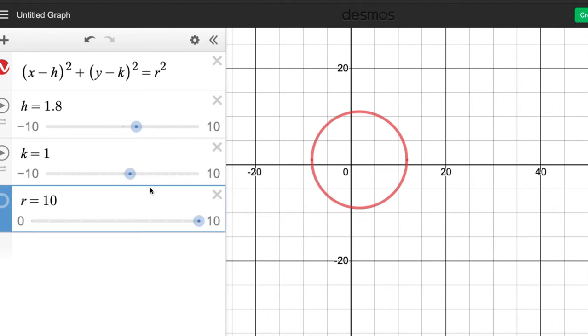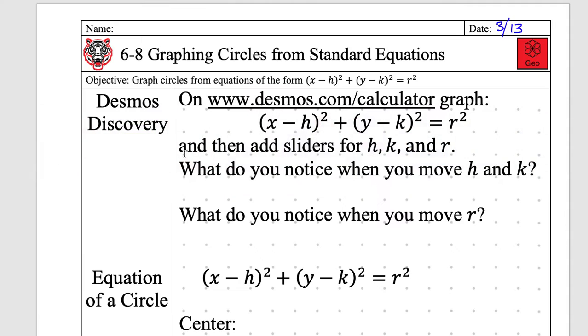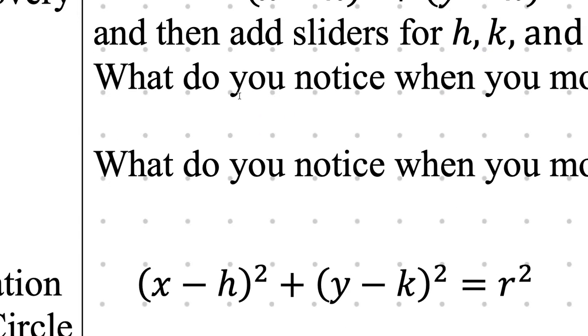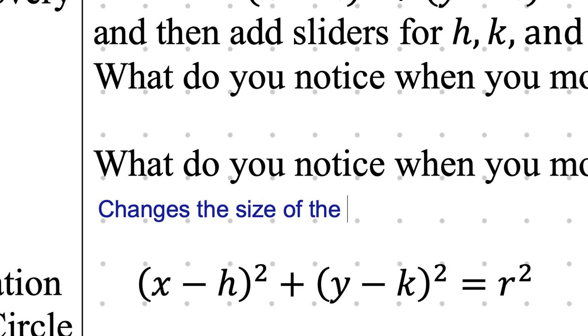The circle's so big I can't. But yes, R does affect the size of the circle. I'm going to write that down, Julian. Thank you. You said the size, right? There it is. There's a circle. I found it. I think I'm going to type this. It'll be faster for me to do for my notes. Changes the size of the circle.